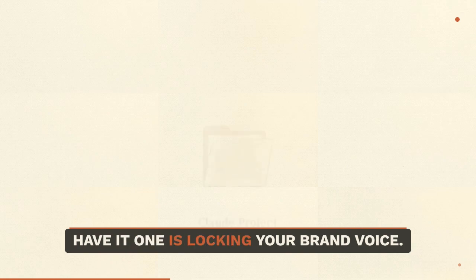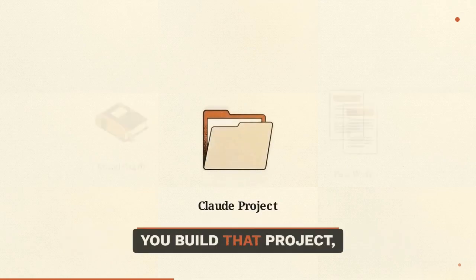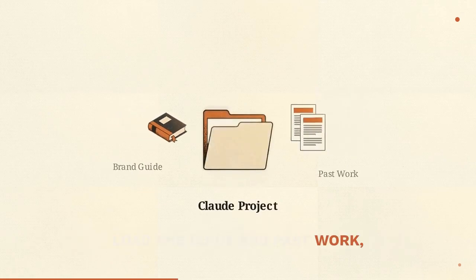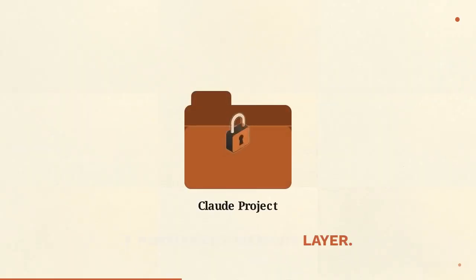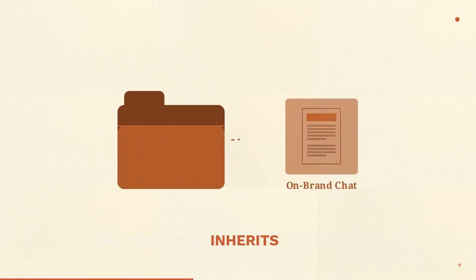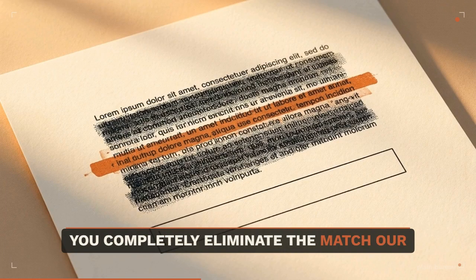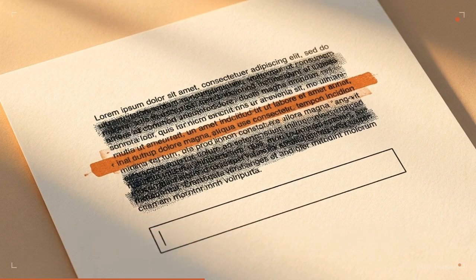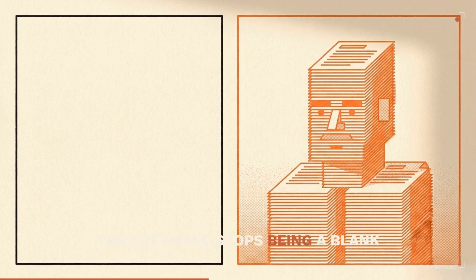Habit 1 is locking your brand voice. You build that project, load the guide and past work, creating a permanent memory layer. The moment you open a new chat inside that project, you are already on brand. The assistant inherits that locked identity immediately. You completely eliminate the "match our tone" preamble from your daily marketing requests. The software stops being a blank text box, becoming a dedicated teammate with persistent brand memory.